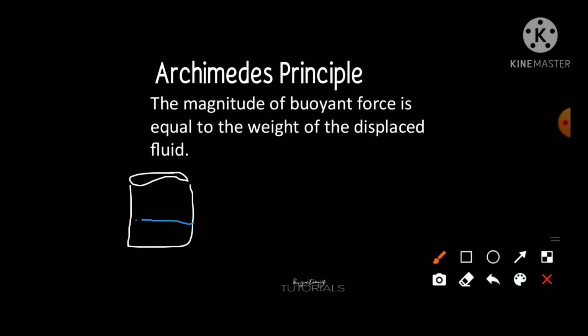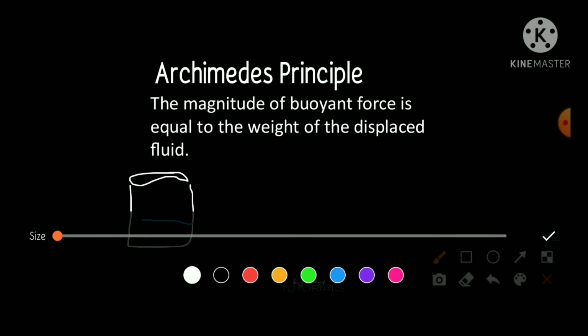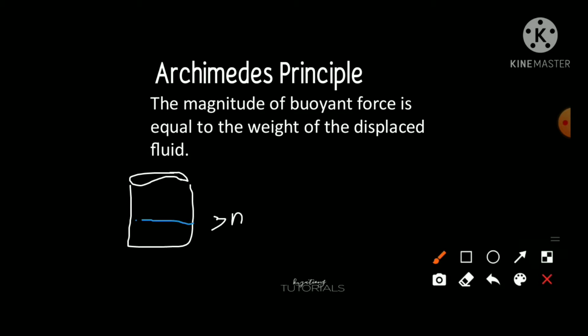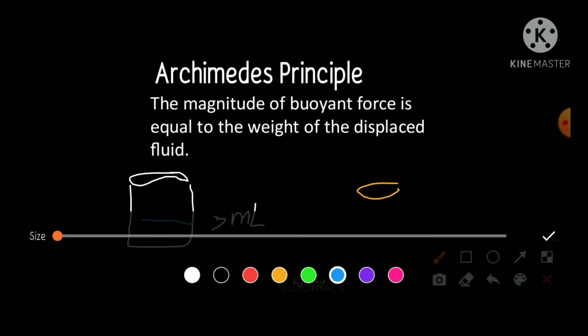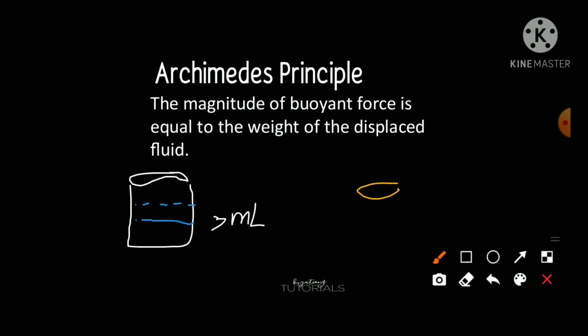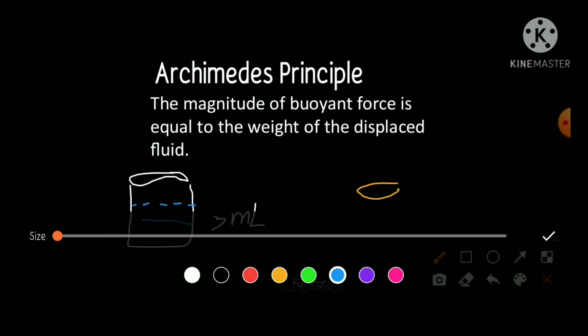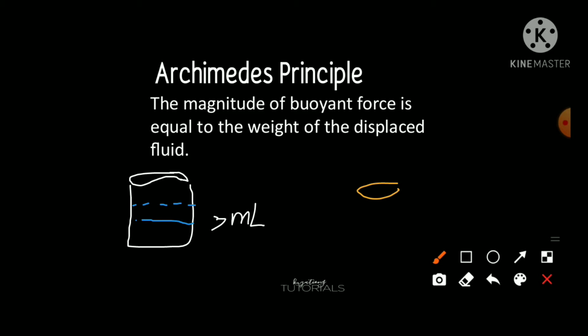Let's say the volume of the water is 3 milliliters. Now, we added a stone. When we put the stone into the beaker with water, the water level rises up to here. Let's say the reading of the rising water is 5 milliliters. So, 2 milliliters was added to the volume of the water, right? Now, 2 milliliters is the displaced fluid.